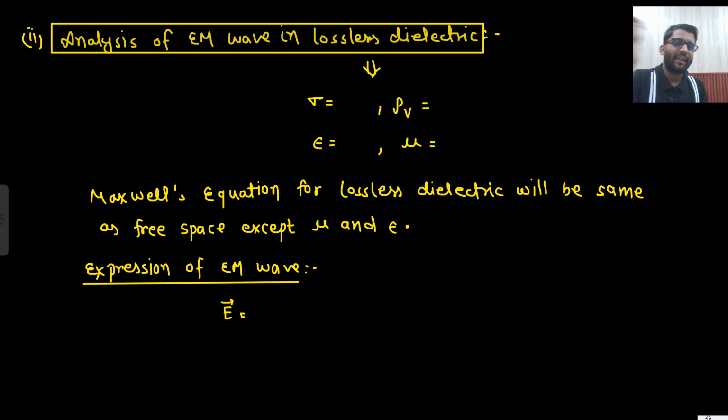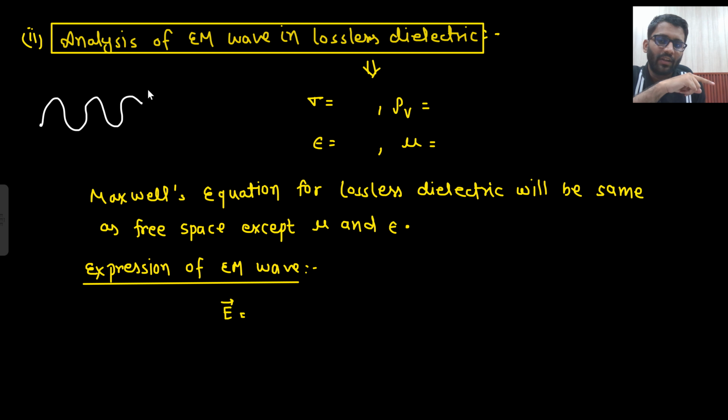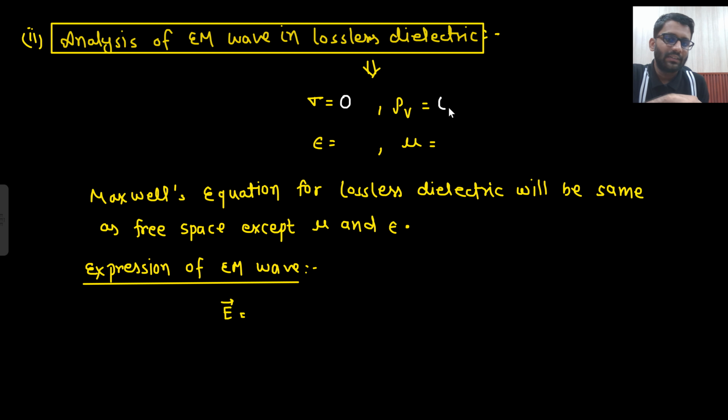Now we are going to analyze the EM wave in a lossless dielectric, okay? A dielectric medium is there, but it is lossless. What do you mean by lossless? If this was our EM wave and this is the medium, then after the medium as well, there will be the same amplitude, right? There is no loss. And if there is no loss, that means conductivity is 0. We will always take a charge-free region.